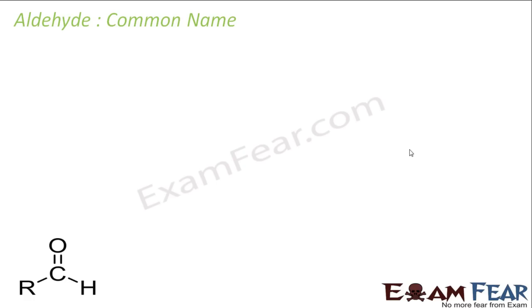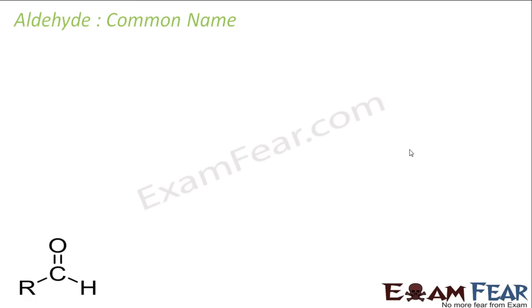So let's start with the common name of aldehyde first. The common name of aldehyde is generally derived from the carboxylic acids. Actually, if you see the history of chemistry, carboxylic acids were discovered a lot earlier. And when these carboxylic acids were discovered, at that time the IUPAC naming convention was not there. At that time common names used to exist, and that's why you'll see a lot of carboxylic acids have a good number of common names.